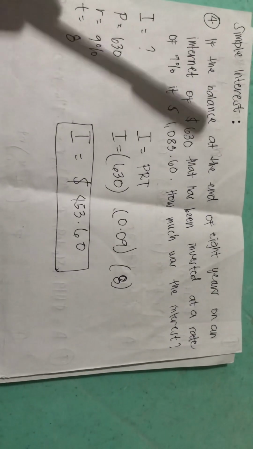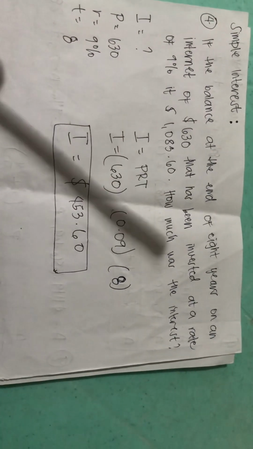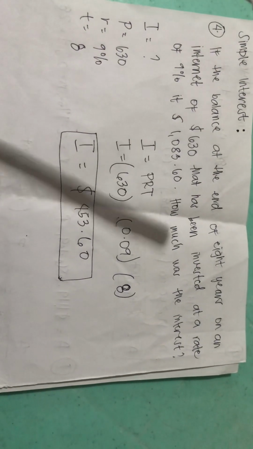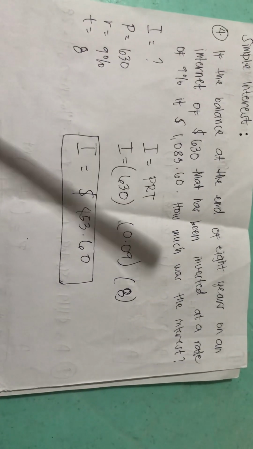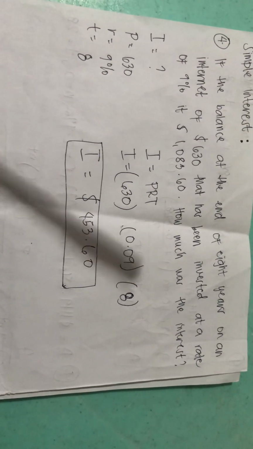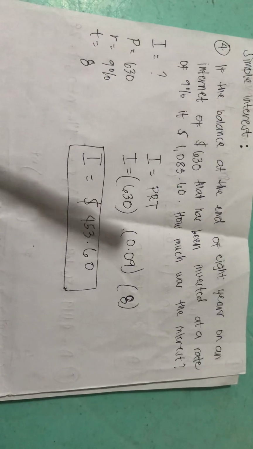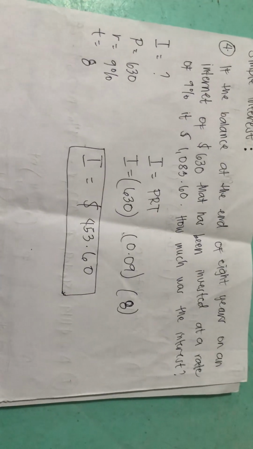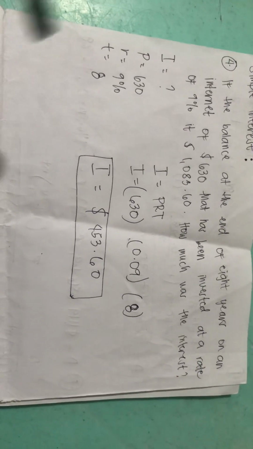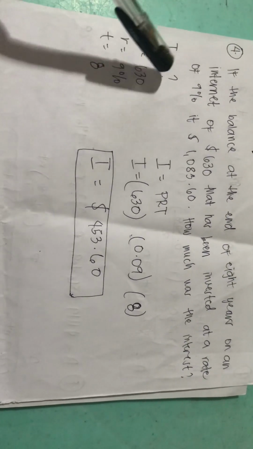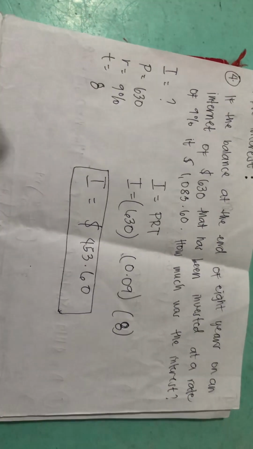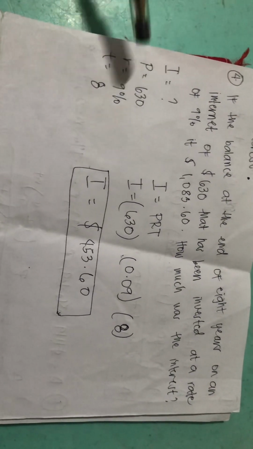If the balance at the end of 8 years on an investment of $630 that has been invested at a rate of 9% is $1,083,000.60, how much was the interest? So in order to find the interest, let's just multiply. So write first here what we are looking for, the interest. So write here the formula, the I, the P, the R, T.